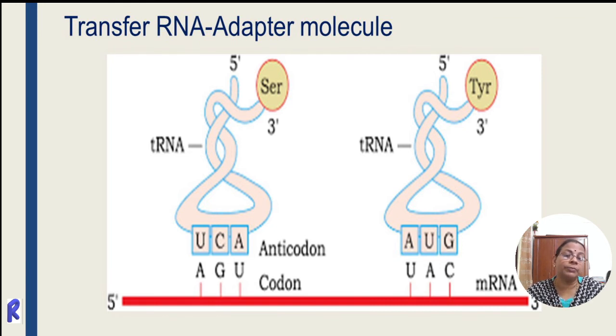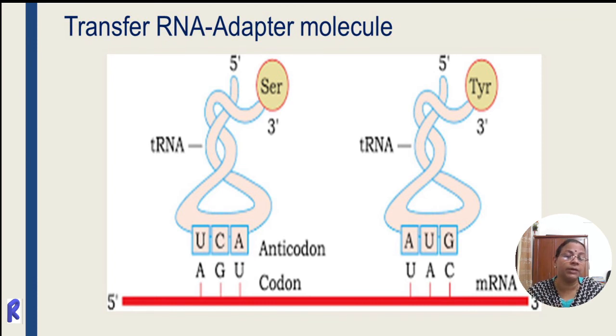And the message, or the meaning, of that codon of mRNA will be conveyed. As per the instruction, the tRNA will bind with a specific amino acid. So the meaning or the message will be conveyed properly, with the help of the anticodon, to the 3' end.